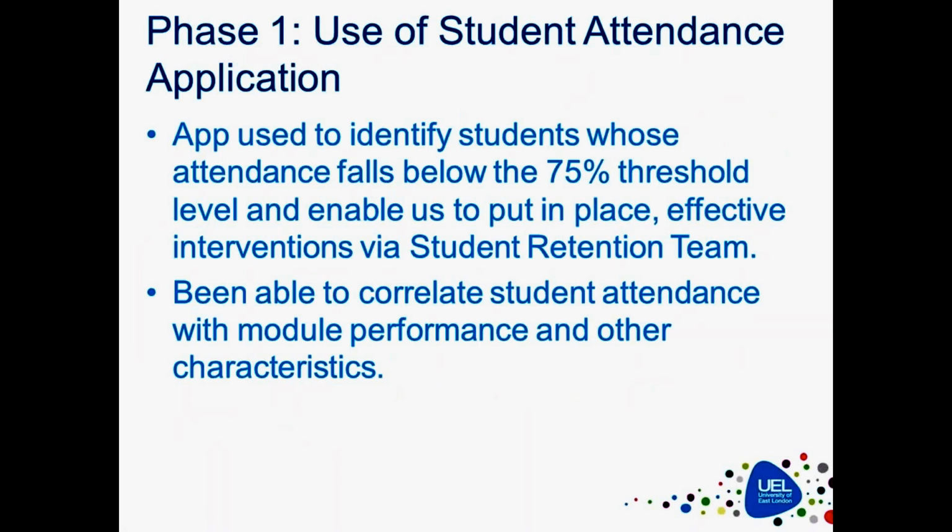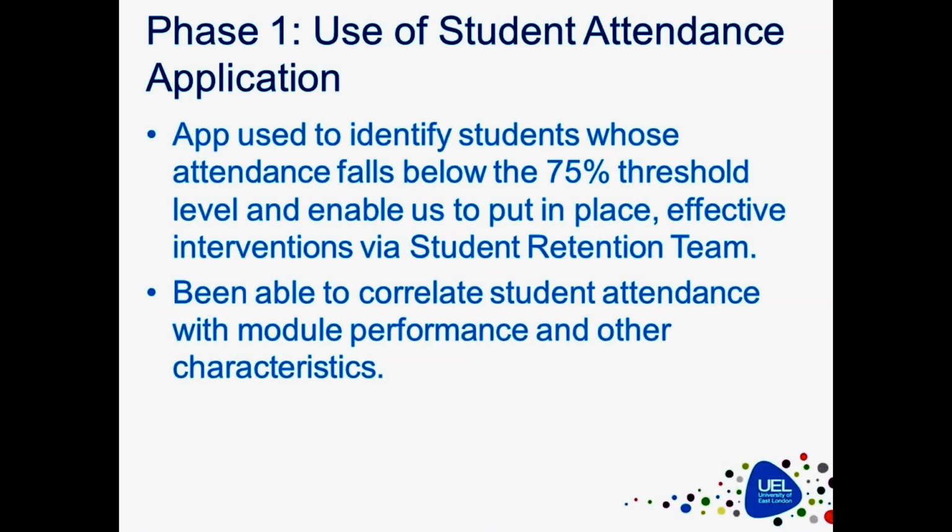We use the app to identify those students whose attendance fell below a 75% threshold level. Those students who fell below that would get an email from our student retention team to sort of indicate what happened. It may be things like they're poorly or had some sort of family issues. It really was to engage that sort of contact.